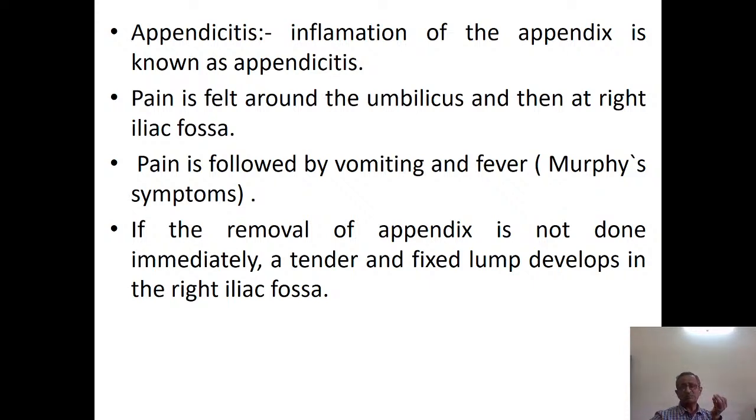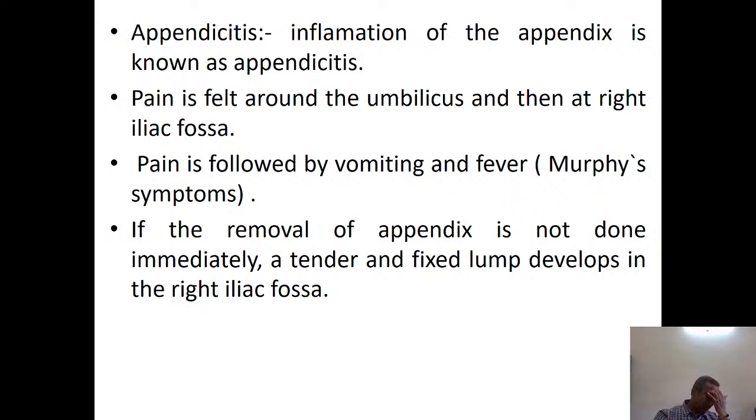Or gradually it may subside and form a tender fixed lump in the right iliac fossa. That is a chronic complication. So there is an acute complication wherein the appendix can rupture, leading to peritonitis. And there is a chronic complication wherein the appendix gradually subsides and forms a lump in the right iliac fossa.